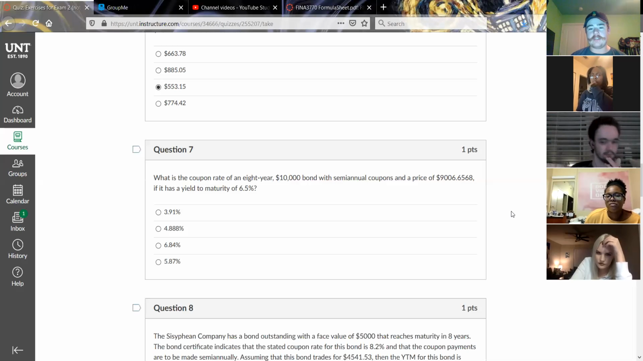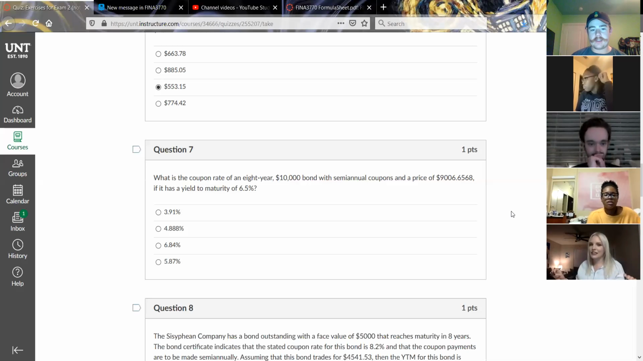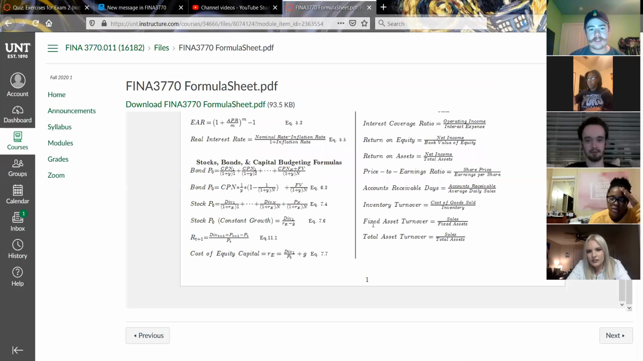So there's 16. Right now it costs 9,006 whatever dollars, and in the future it's gonna be worth $10,000 after 8 years. So what is the coupon rate? Not the yield to maturity, but the coupon rate. If we're supposed to find the coupon rate, shouldn't we have coupon payments? Right.